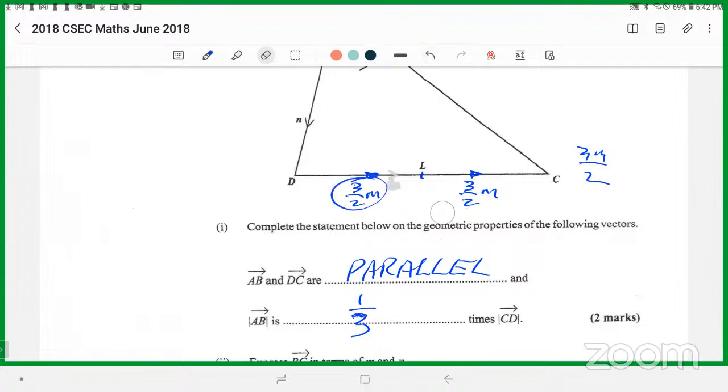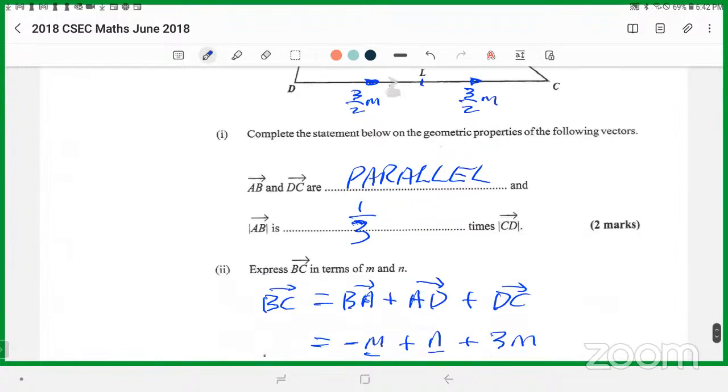Yes. Half of it, because this is the midpoint. So it divides the 3m half and half. So it's 3m over 2 and 3m over 2. That's what it is. Half and half. Right? So it's 3m over 2, which is the same as 3 over 2m. It's the same thing. All right?